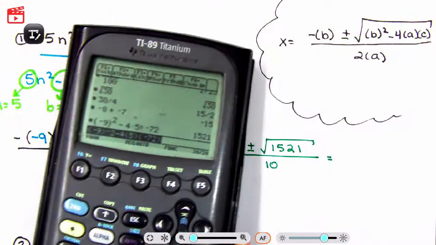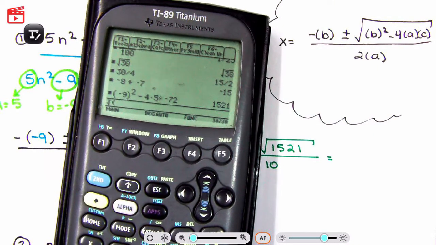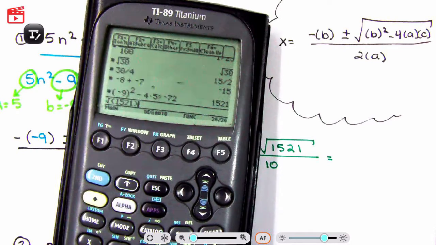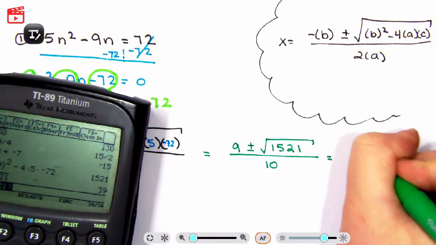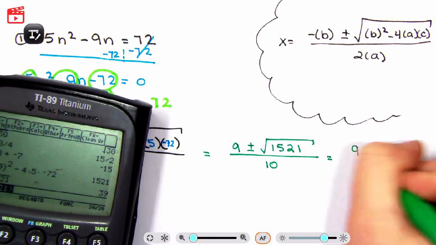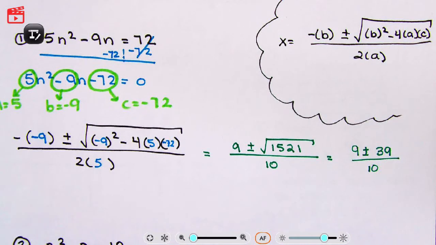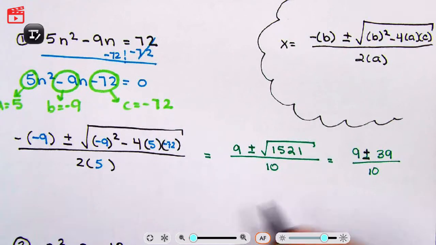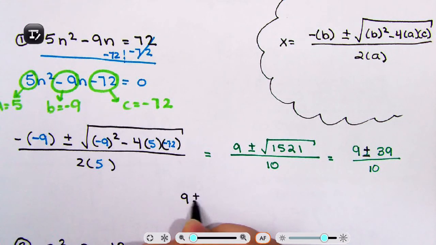I'm going to then go back in and take the square root of 1,521 and see what that gives me. That gives me 39. I'm very happy with 39 because it is a pretty number. We're going to rewrite this without the square root because you already took it. Now here notice that you're going to take this plus or minus. You are not done. So you're going to have to rewrite the equation twice. So I'm going to rewrite this here: 9 plus or minus 39 divided by 10.